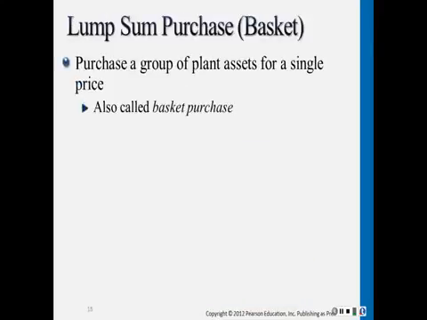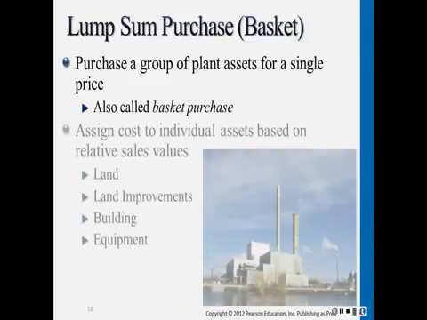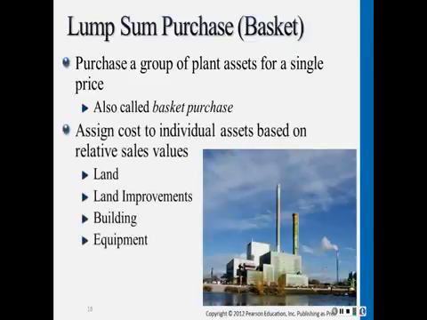A company may pay a single price for several assets as a group, a basket purchase. For accounting, the company must identify the cost of each asset. The total cost paid, 100%, is divided among the assets according to their relative sales or market values. This is called the relative sales value method.